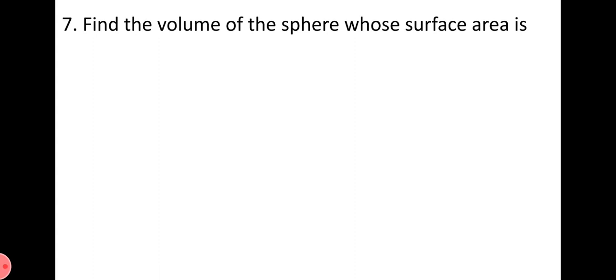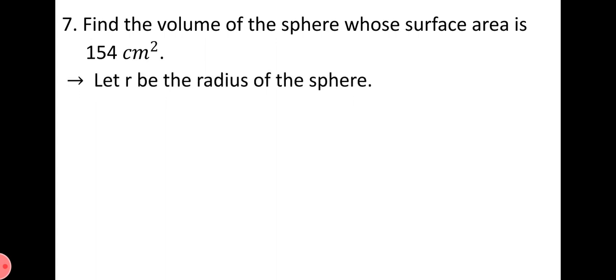Question number 7. Find the volume of the sphere whose surface area is 154 square centimeter. Now here surface area of a sphere is given as 154 square centimeter. From that, first we will find the radius, and then that radius we will use to find out the volume of the same sphere. So for solution, let r be the radius of the sphere.